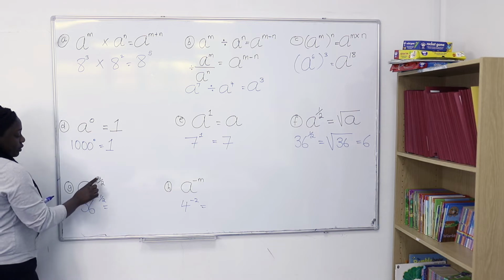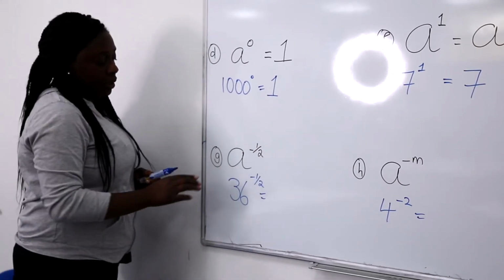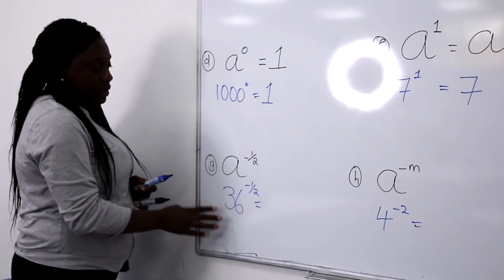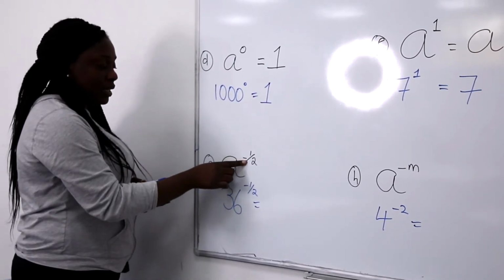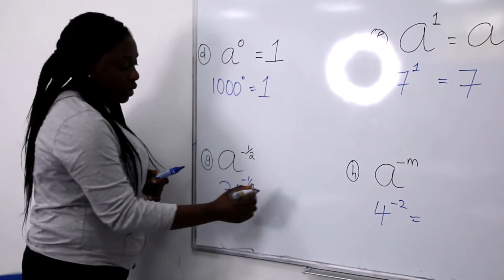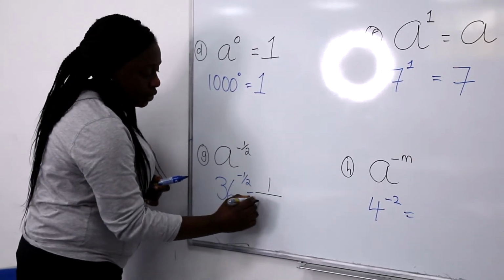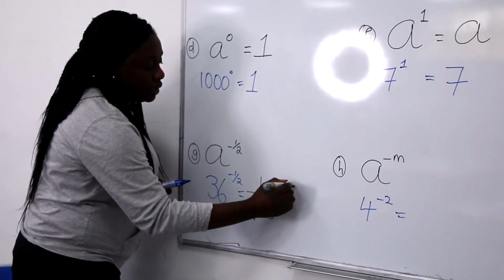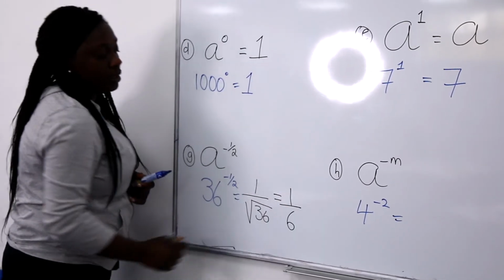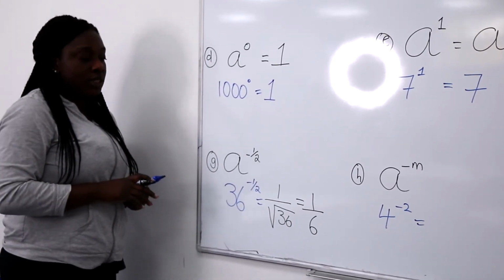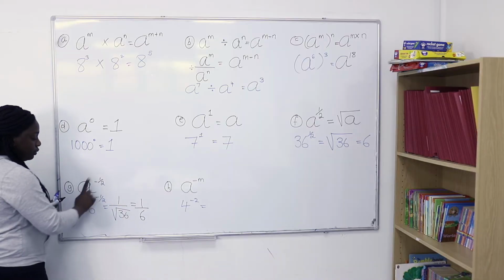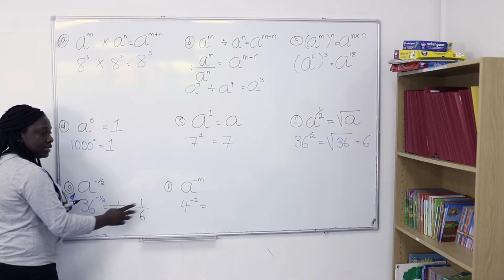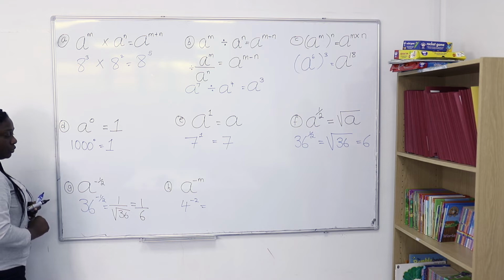Anything with a negative half still means we need to square root it, but because we've got a negative, we stick a 1 on top. So that would give us 1 over root 36. Square root of 36 we know is 6, so our answer will be 1 over 6. If you got confused with that bit, just listen to the next example which I'm going to show you.